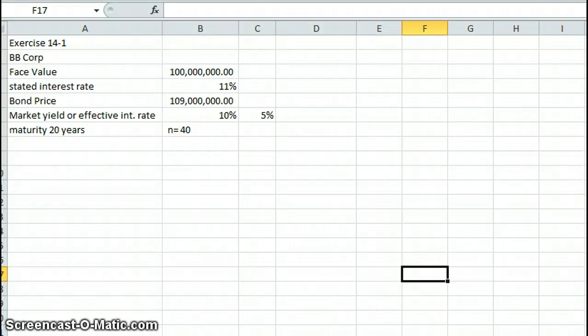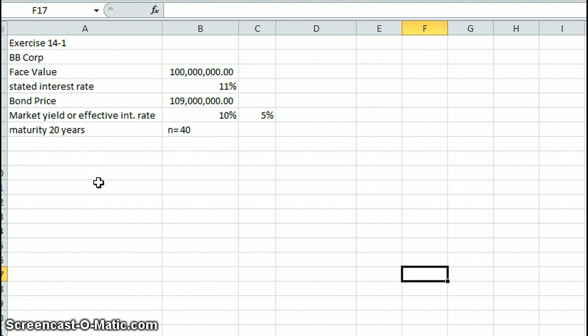Today we're going to work on exercise 14.1, which is determining the price for a bond. If you're in my intermediate accounting class, we're going to look at exercise 14.1 in your Spiceland Sepe Nelson text. If you're not in my class, you can probably follow along because I have the information for the first part right here on our Excel screen.